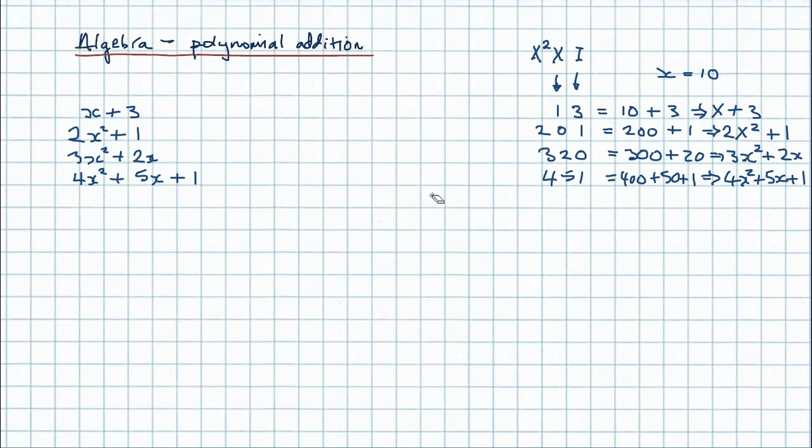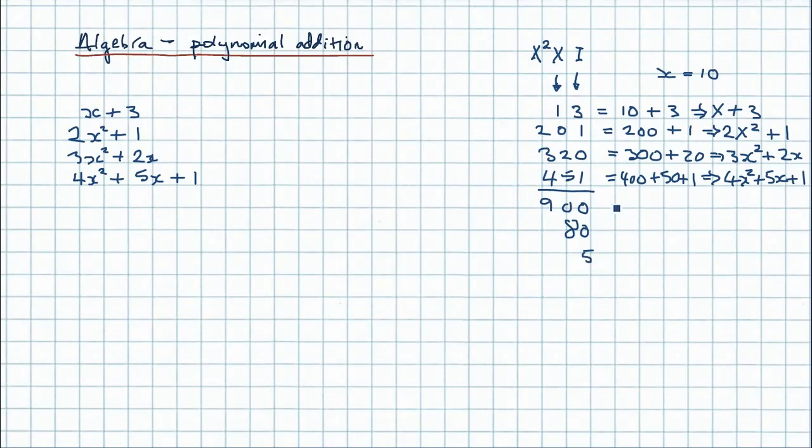Now, if we go back to our addition here, our column addition, we could add these up, and let's in fact do that, so that we get from left to right 200, 300, 400. So let's underline here. 200 add 300 gives us 500, add 400 gives us 900. Here we've got 10, add 20, add 50, so that gives us 80. And here we've got 3, add 1 gives us 4.